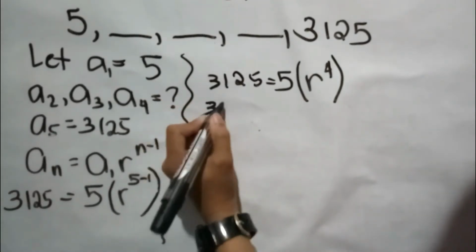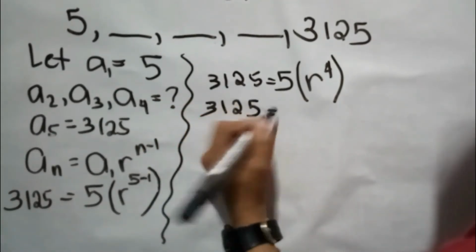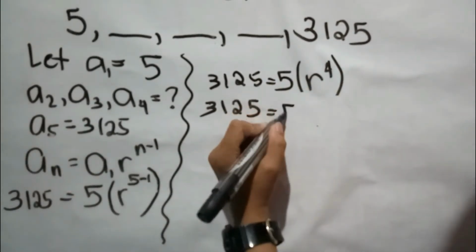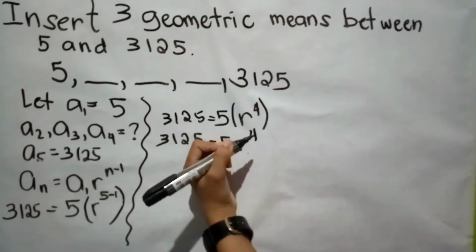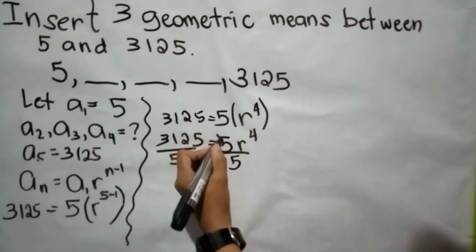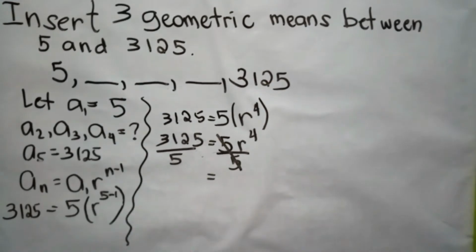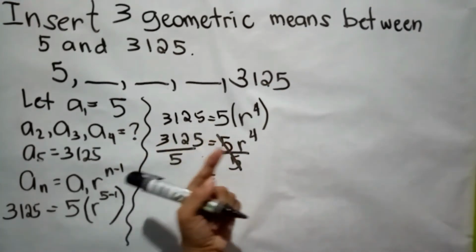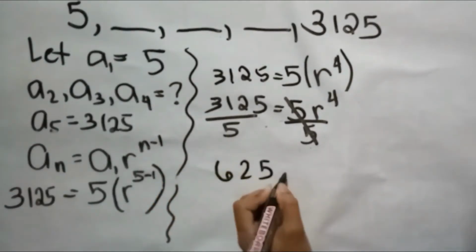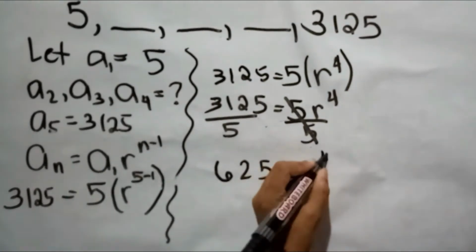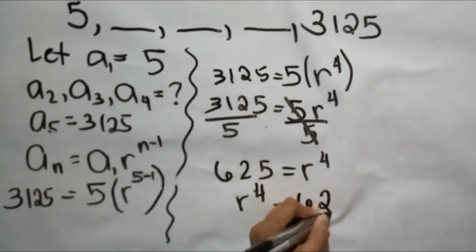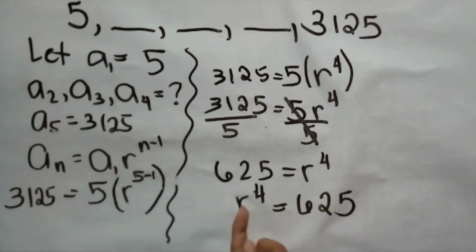Then 3,125 is equal to 5 times r raised to 4, that is 5 r raised to 4. Next, divide by 5. So 5 divided by 5 is 1, cancel. Then 3,125 divided by 5 is equal to 625, which is equal to r raised to 4. So r raised to 4 is equal to 625. Then let's solve for the value of r.